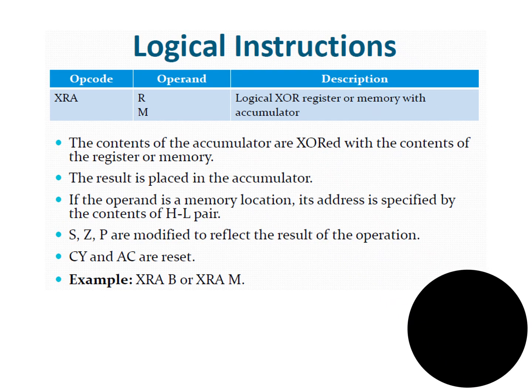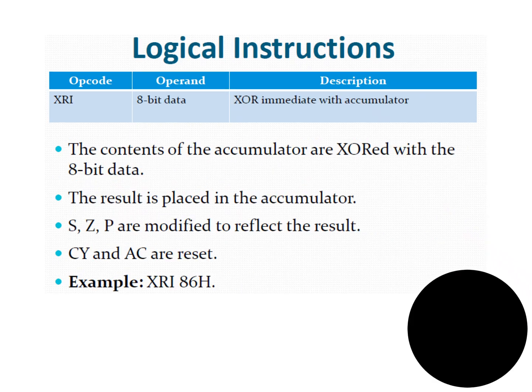Okay, next, XRA: what happens here is, when both the inputs are the same, your output will be low. When both the inputs are different, your output will be high. Okay, that's the concept of the XOR operation. Next, XRI means XOR with immediate data.